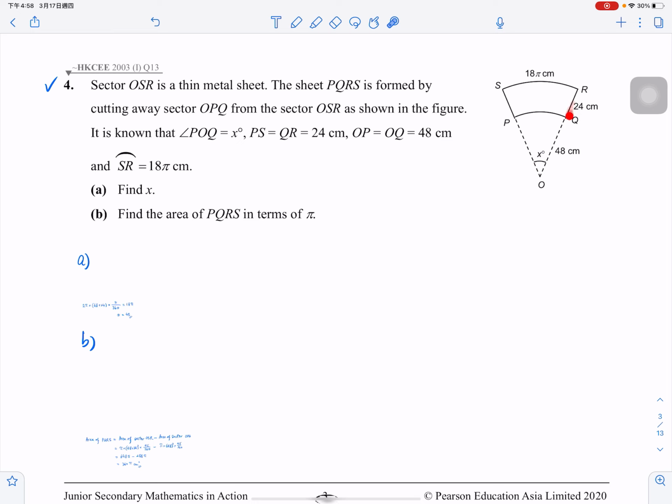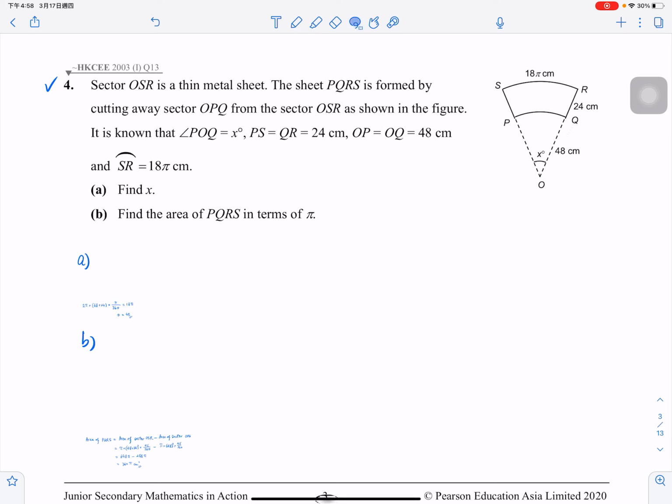But you know here is 24 and here is 48, okay? OP and OQ are the same length, because you can think of it as a radius, right? And SR is 18 pi. So how to find x? Sure, this comes from the arc SR, and use the longer radius.